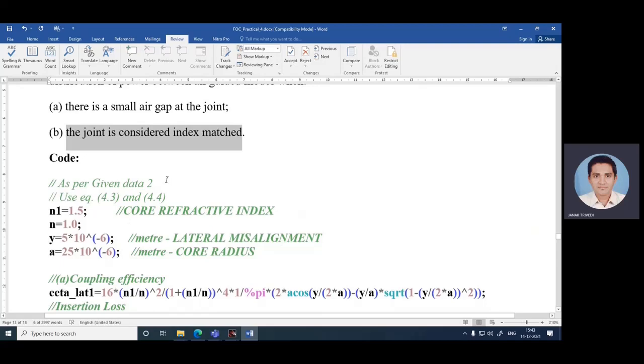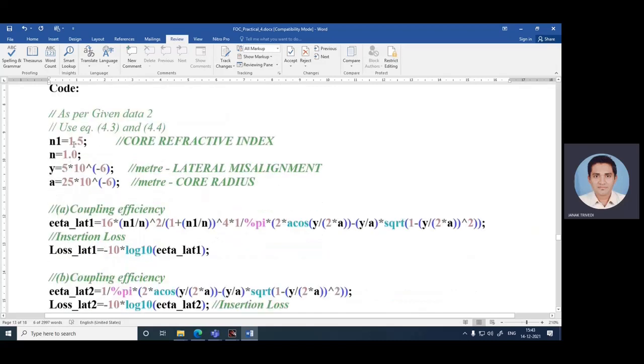So we use the given data in this particular equation, use equations 4.3 and 4.4 to solve this example. So n1 is equal to 1.5, the core refractive index, n is equal to 1.0, y is equal to 5 times 10 to the minus 6 meter, the lateral misalignment, a is equal to 25 times 10 to the minus 6 meter, the core radius. Then as per equations 4.3 and 4.4, eta for lateral is 16 (n1 by n) squared divided by (1 plus n1 by n) to the power 4, into (2 cos inverse of y by 2a minus y by a times the square root of 1 minus (y by 2a) squared).